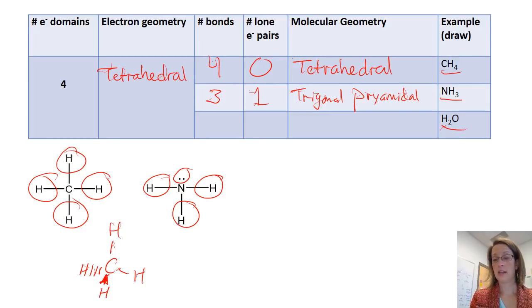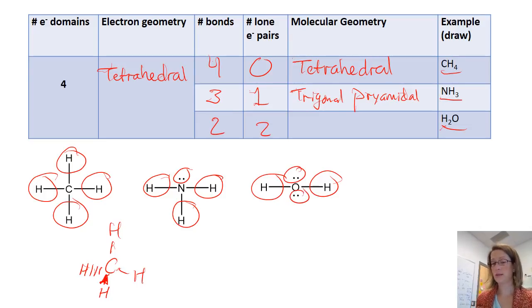And our last one, H2O, has 2 bonded atoms and 2 lone pairs. So here's our water. It still has the 4 regions, so it's still a tetrahedral based off its electron regions. But because of those lone pairs, the actual shape it looks like has completely changed. So here's our tetrahedral, right? Here's our trigonal pyramidal. Here is the last one, and this is bent. So as we increase the number of valence shell electrons, or lone electron pairs around the central atom, it changes the way the molecule looks.